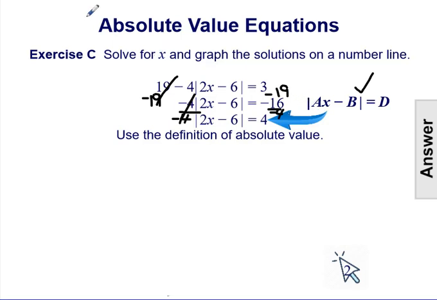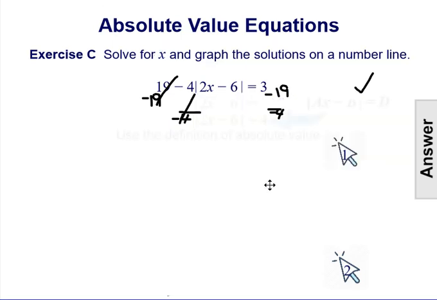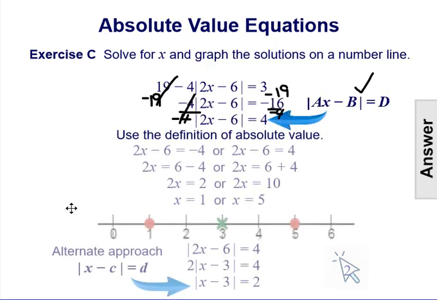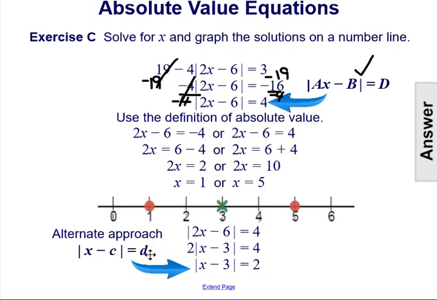So let's now use the definition of absolute value so we can see and use this split that it would create two equations where 2x minus 6 equals -4 or 2x minus 6 equals +4. Then you have to solve each equation. You're adding 6 to both sides, and then you're dividing by 2, and you get x equals 1 or x equals 5.